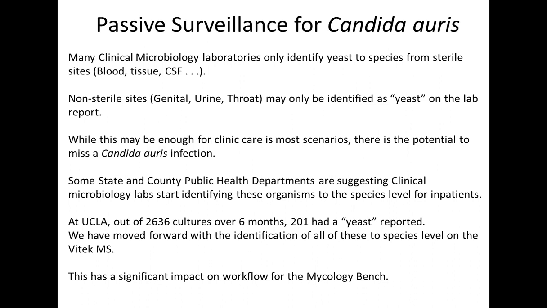In moving forward with passive surveillance, it's not that we're going to identify that yeast species if it's not Candida auris for clinical care. But what we want to be able to do is test all of them to rule out Candida auris. So at UCLA, there were about 2,600 positive cultures over the last 6 months that fit into that particular category. And of that, 200 of them had a yeast reported. So this is really a movement of 400 additional yeast identifications onto a mycology bench.